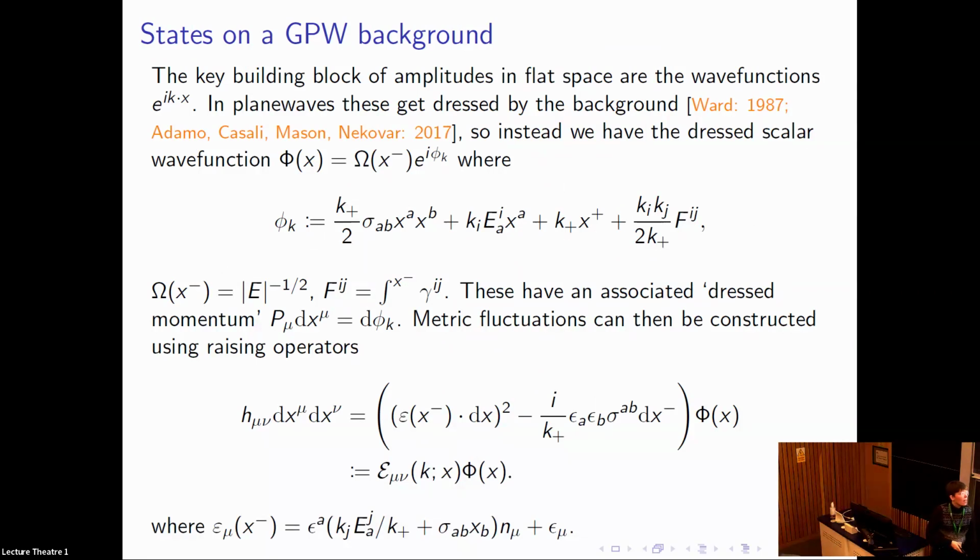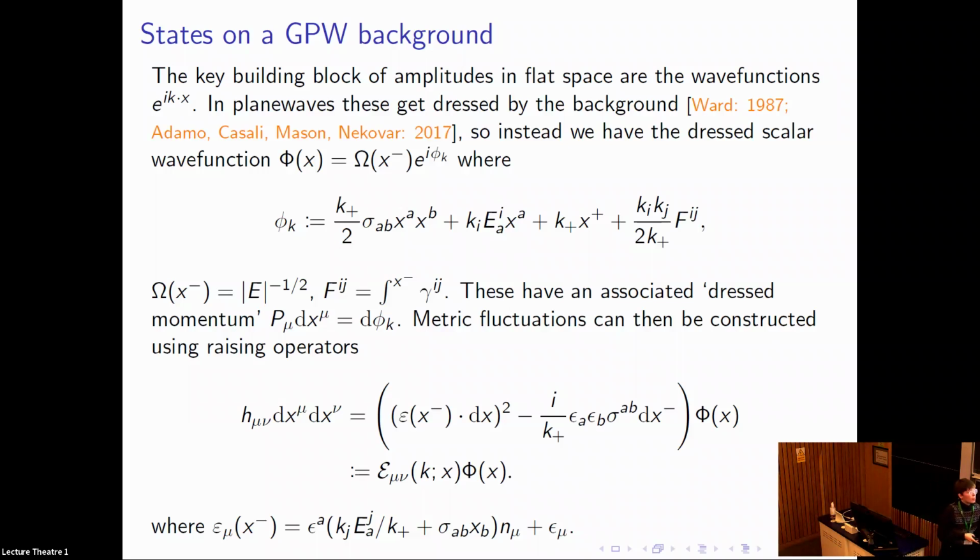So usually you start with, like in flat space, e to the ik dot x as something you throw in. But on plane wave backgrounds, these things get dressed by the background, and you get all of these quantities, which are geometric quantities in the background. And we now have an associated dressed momentum that we're going to throw into all of our calculations.